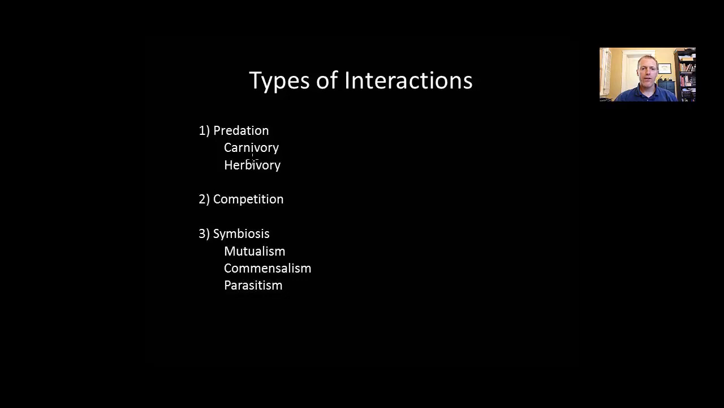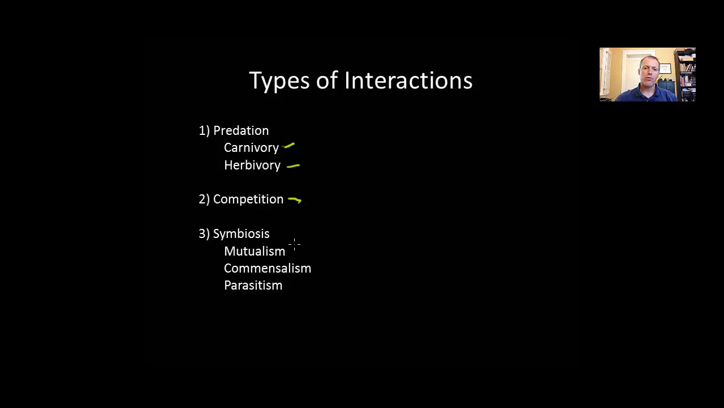So the types of different interactions, we have basically three. There's the obvious one, predation, and from there we get carnivory and herbivory. Carnivory is what you think of when you think of predators and prey, one animal hunting down and killing another and eating it. Herbivory is also predation. You've got one organism eating another. It's just that in this case the thing being eaten is a plant. So the hunter in this case doesn't actually have to go out and hunt and catch its prey. It simply has to go out and find it. So those are types of predation.